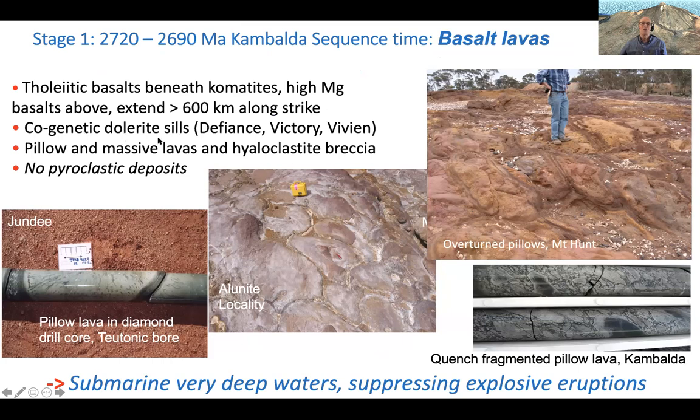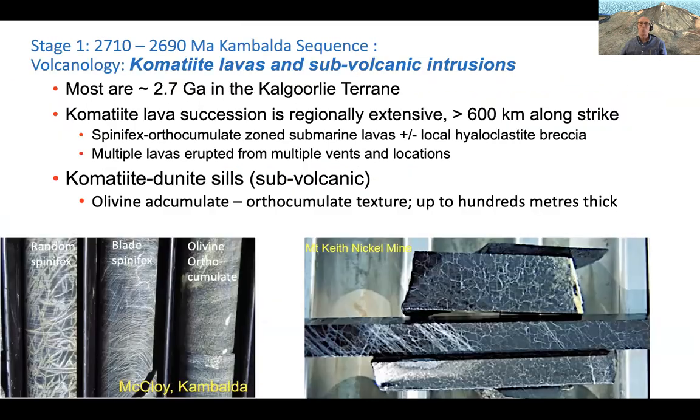There are cogenetic dolerites. The lavas range from pillow to massive sheets with variable development of hyaloclastite breccias. There are no pyroclastic deposits, and this then reinforces the interpretation of the eruption environment as a submarine, very deep water setting where water depth and hydrostatic pressure suppressed explosive interaction between the erupting lavas and the oceanic water mass.